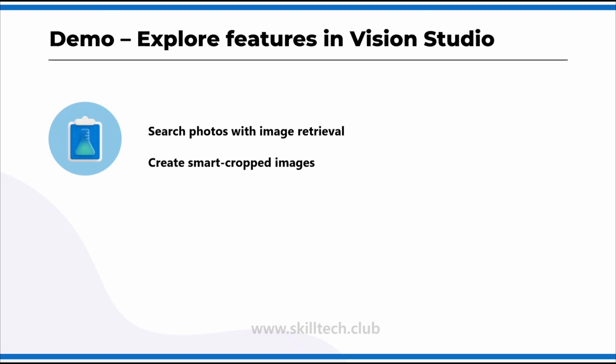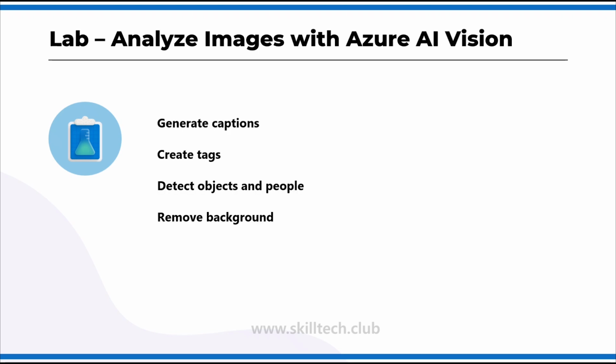Once you understand this, now it's time to see some demos of Azure AI Vision Studio. We are going to see things like searching photos with image retrieval or creating smart cropped images. We also have one lab associated with this, which we are going to do right after this, which is about analyzing images with Azure AI Vision. In this lab, step by step, we are going to generate captions, create tags, and detect objects and people. We are also able to remove background. In short, these are the functionalities of image analysis which we are going to try in our lab.